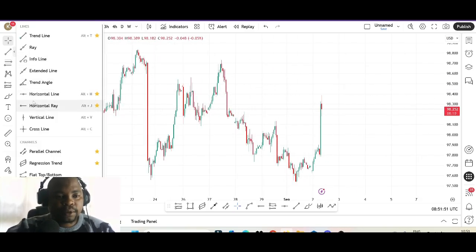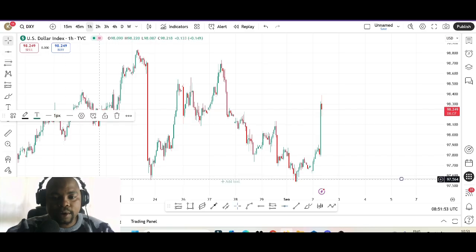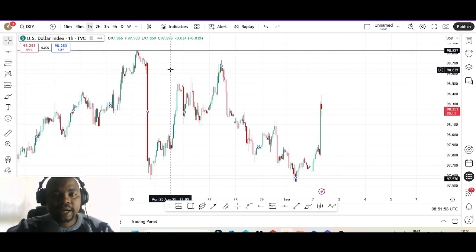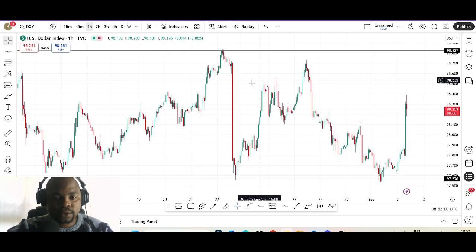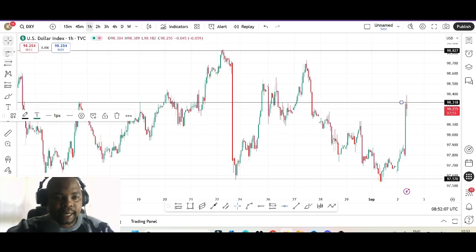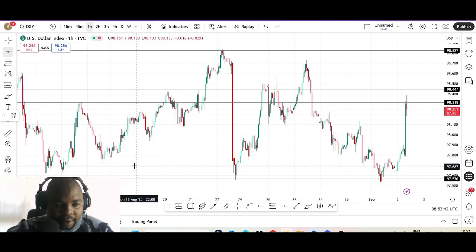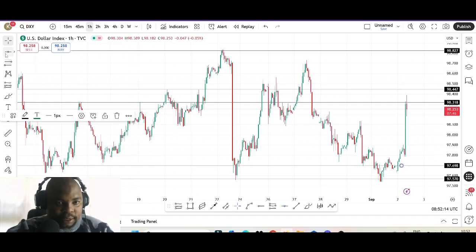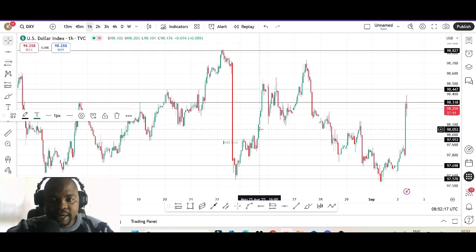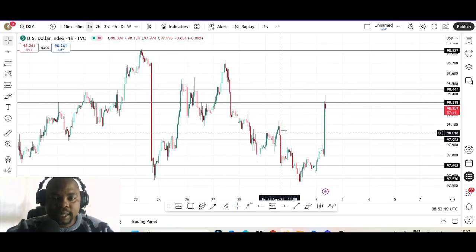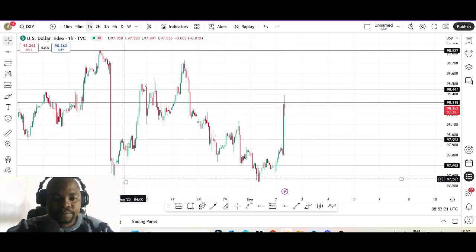So we're going to start by doing what? We're going to start by drawing our horizontal line, which is in the support zone, and drawing another horizontal line which is in the resistance zone. It's very important to mark all the previous highs in the market, all the previous higher highs, and all the previous lows in the market. It's very important you mark that, so you have an idea of what is really happening. So I've marked my support zone, I've marked my resistance zone.